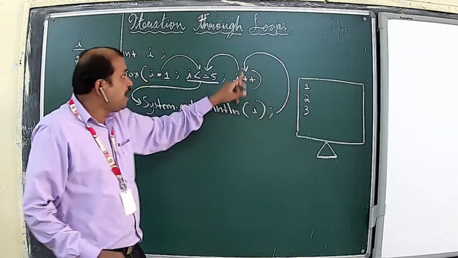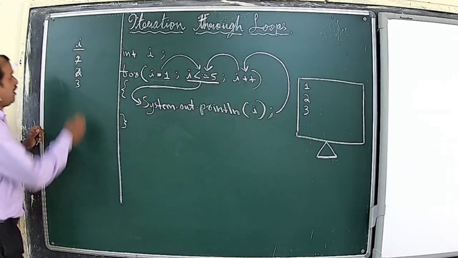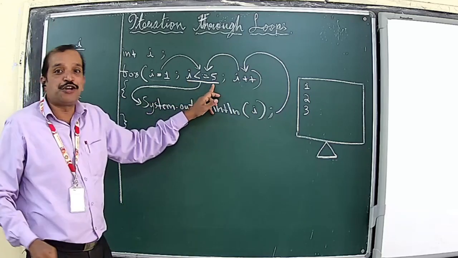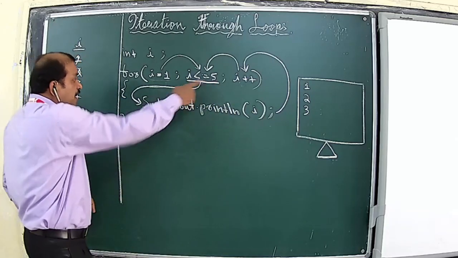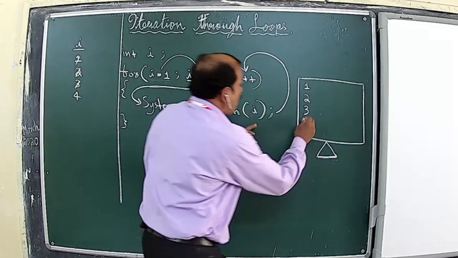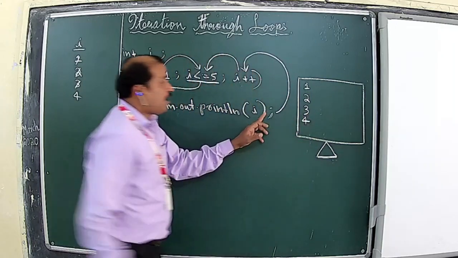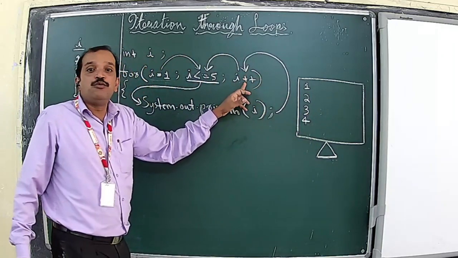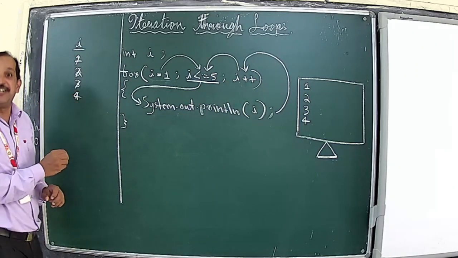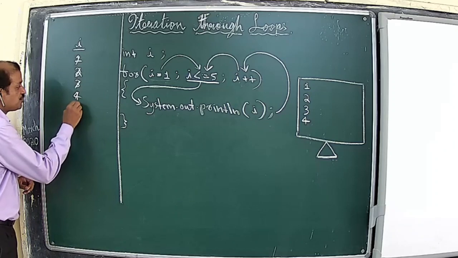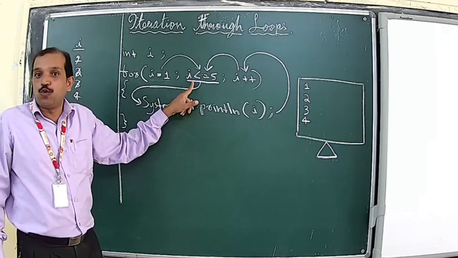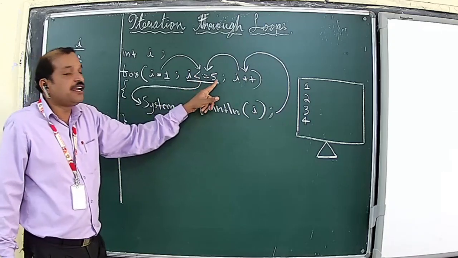After printing 3, again it will move to the update expression, whereby the value of i will change to 4. And when it is 4, 4 is less than or equal to 5, which is true. So again the body of the loop will be executed, and the value of i will be printed again. After printing the value of i, again it will move to the update expression, and the value of i will change to 5. And even here, this expression will be true, as 5 is less than or equal to 5.